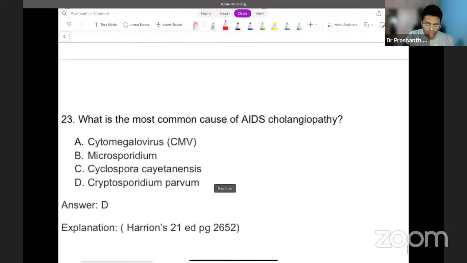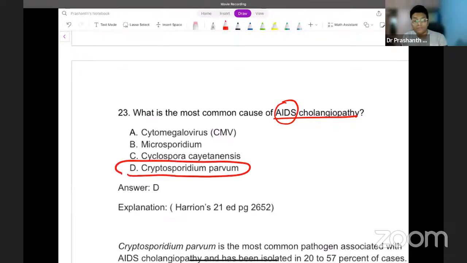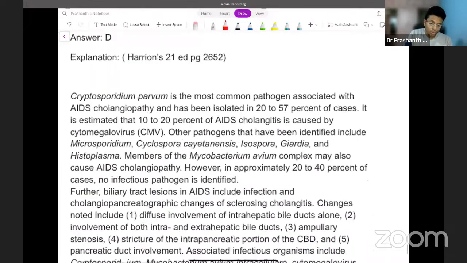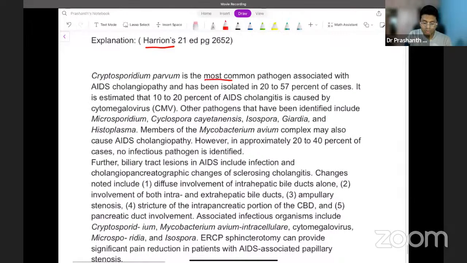Now, which is the most common cause of AIDS cholangiopathy? AIDS cholangiopathy, as the name suggests, is in advanced stages of HIV. The most common infective cause for AIDS cholangiopathy would be D, which is Cryptosporidium parvum. This is a question that's been asked before, and Schwartz mentions it quite well. They have said that the most common cause is Cryptosporidium parvum.